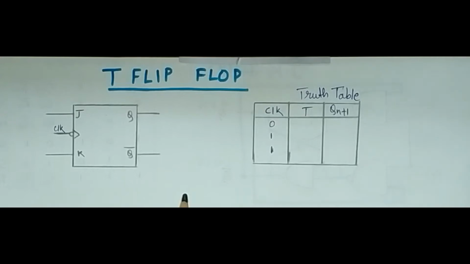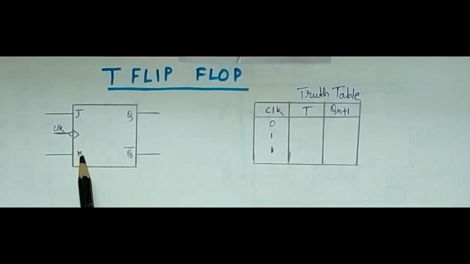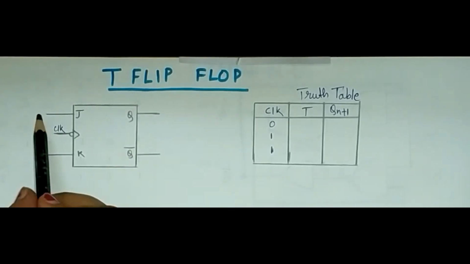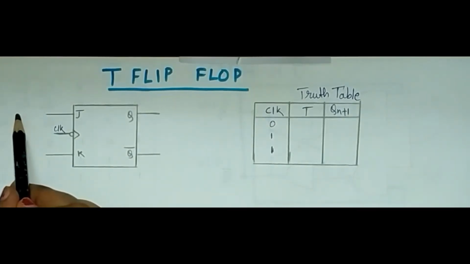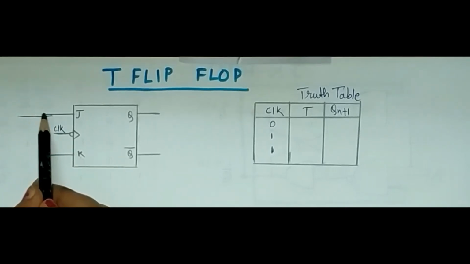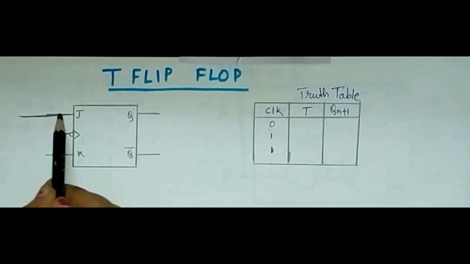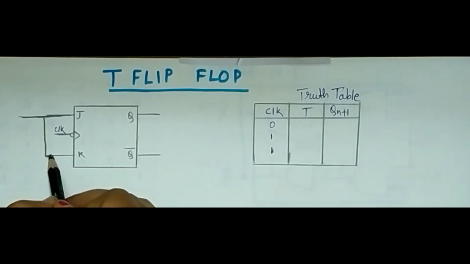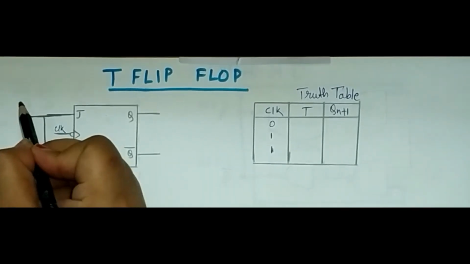So suppose I want a flip-flop in which we need only the toggling process. Instead of taking two inputs J and K, we can take only a single input. So how do we change a JK flip-flop into a T flip-flop? I will give the same input to J and K, so it will change into a T flip-flop.